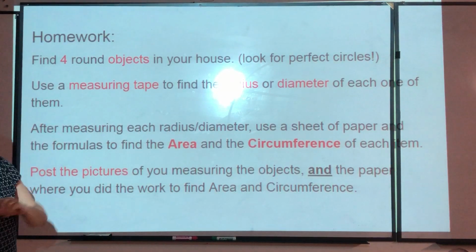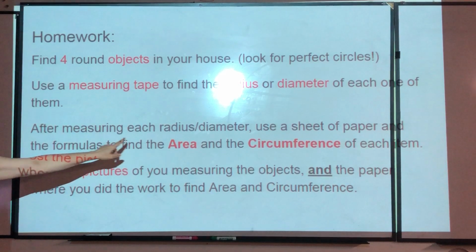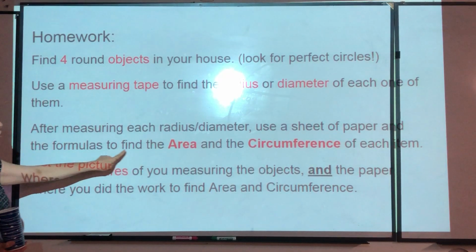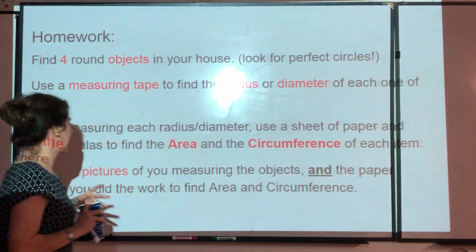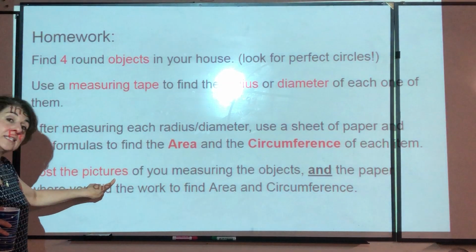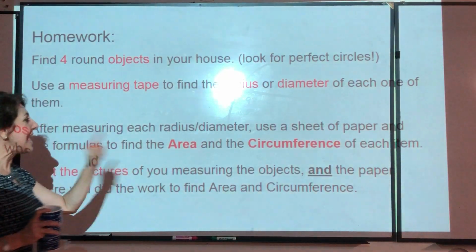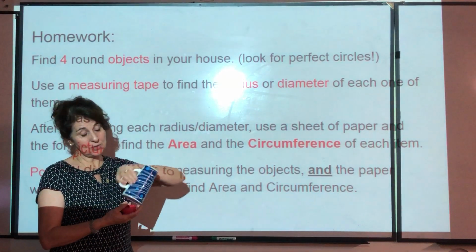Then use a measuring tape to measure the radius or the diameter of your item, the ones that you found in your house. Then what are you going to do? After measuring each one of the radiuses or diameters, use a sheet of paper and the formulas to find the area and the circumference of each one of the items that you found in your house. Post the pictures. So this is how you're going to turn in the homework for me. Post the pictures of you measuring the objects and the paper where you did the work to find area and circumference. So this is what I'm talking about.